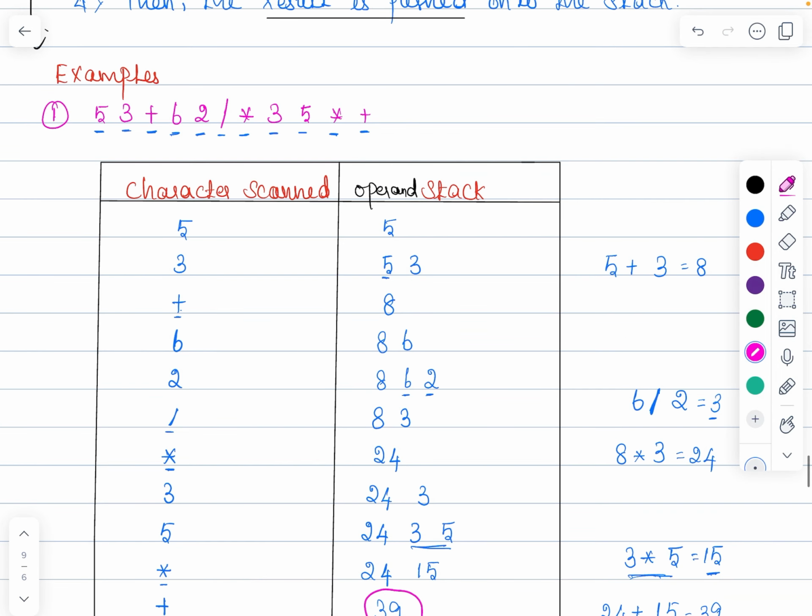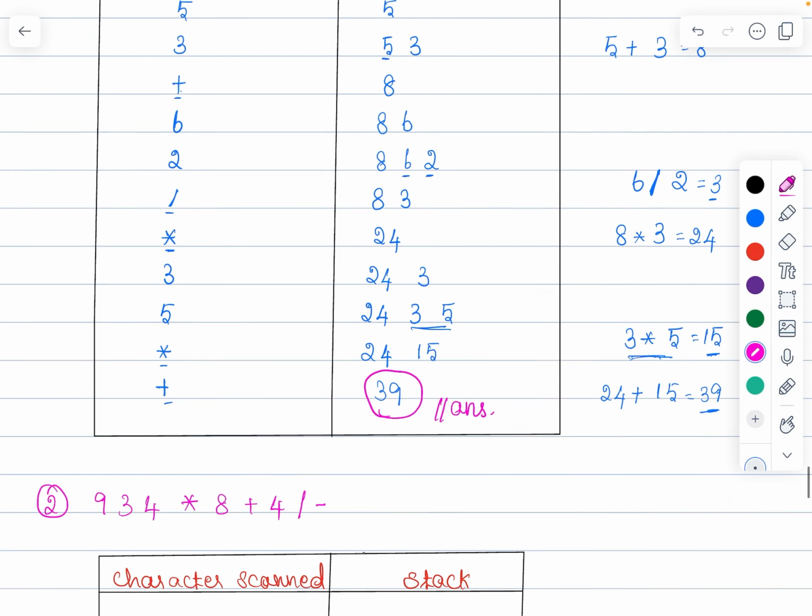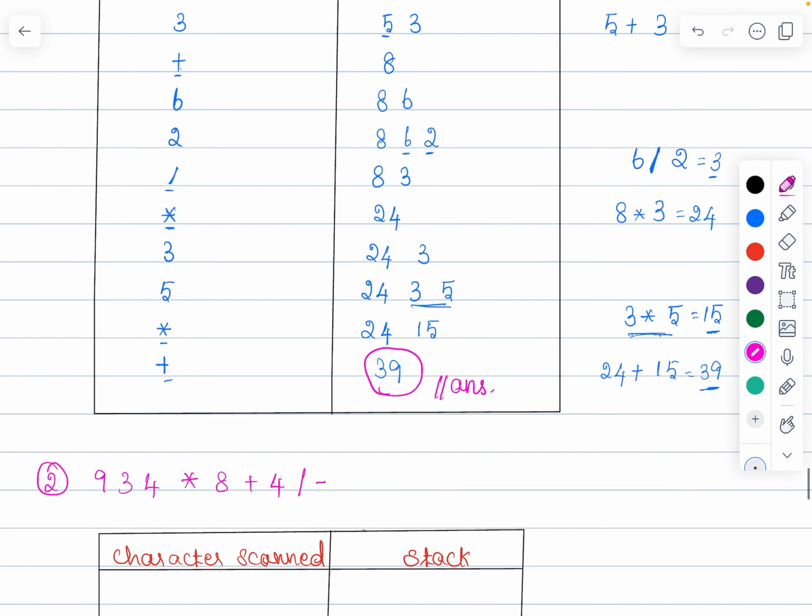Any expression would be given in the form of infix notation only, and that must be converted into either postfix or prefix. Here we converted into postfix first. After converting it into postfix, you can perform evaluation. At the end of the evaluation, you will get the final answer for the given infix expression, and this is the answer after performing the evaluation using a stack data structure.